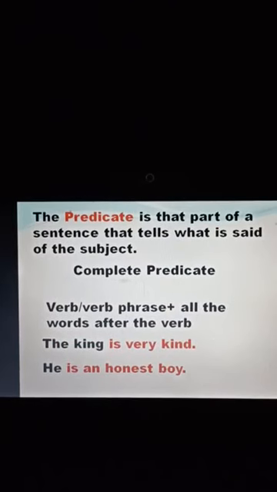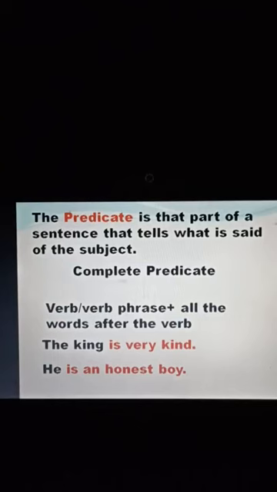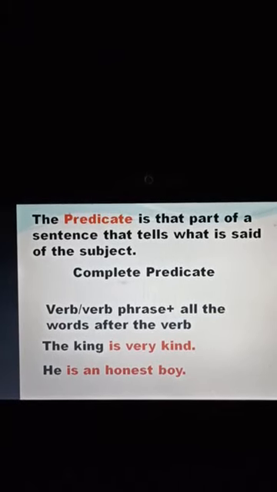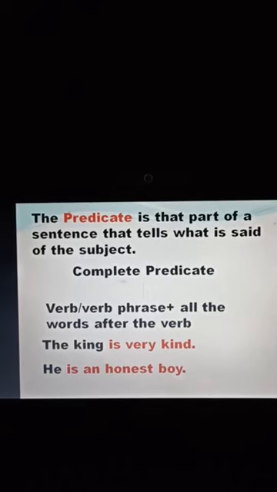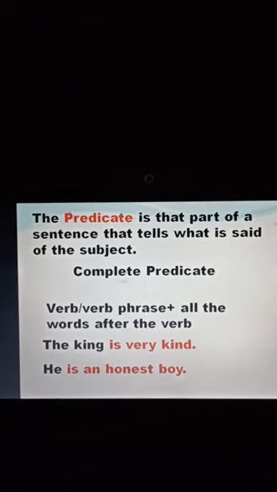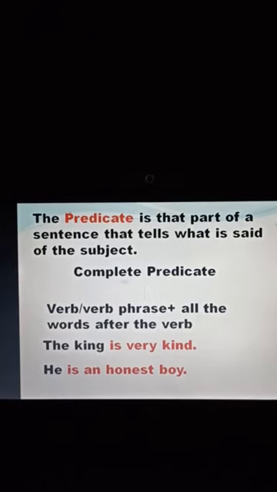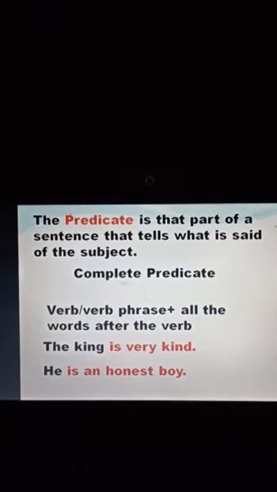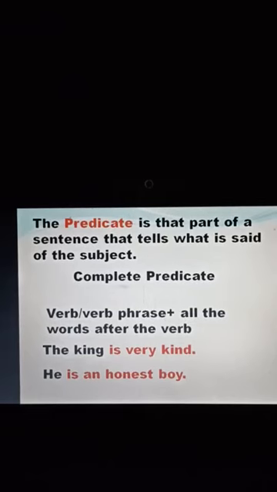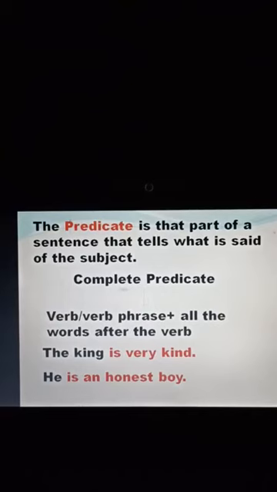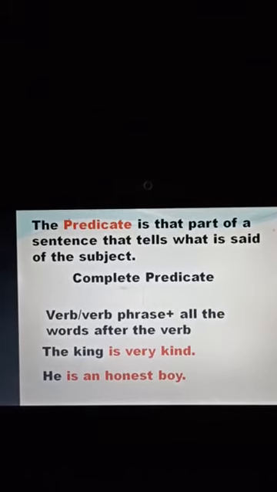Now I will tell you about the predicate. The predicate is that part of the sentence that tells what is said of the subject. A complete predicate can be a verb phrase, and with the verb phrase, all the words after the verb are called the complete predicate. The king is very kind. The king is the subject over here, is very kind is the predicate.